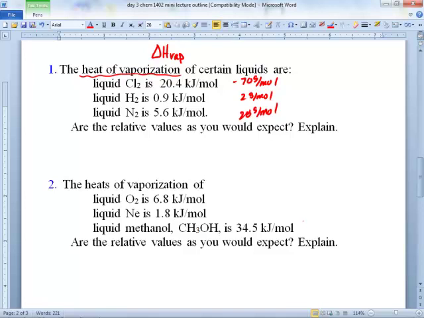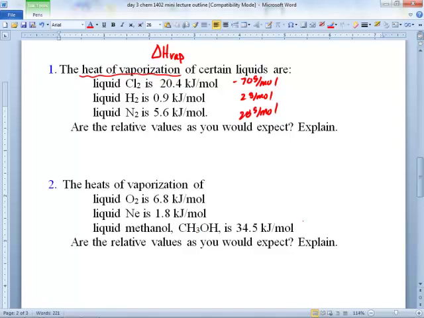Monica Lopez, we've got liquid oxygen, 6.8 for the enthalpy of vaporization. Liquid neon, 1.8. Liquid methanol, 34.5. Do those numbers make sense to you? Why would liquid methanol be so big? Liquid oxygen in the middle? Neon hanging out at the bottom. But the question is what type of bonds. That's what you have to go by. Which one is hydrogen bonding? CH3OH.